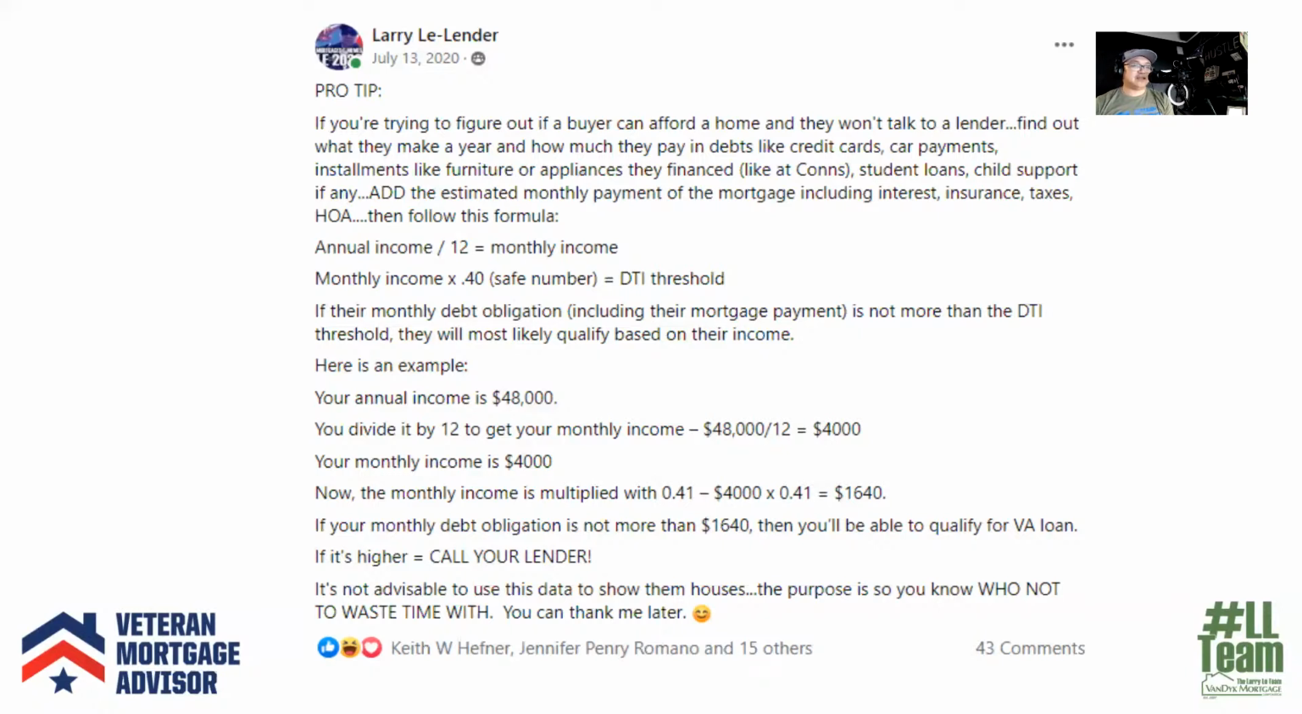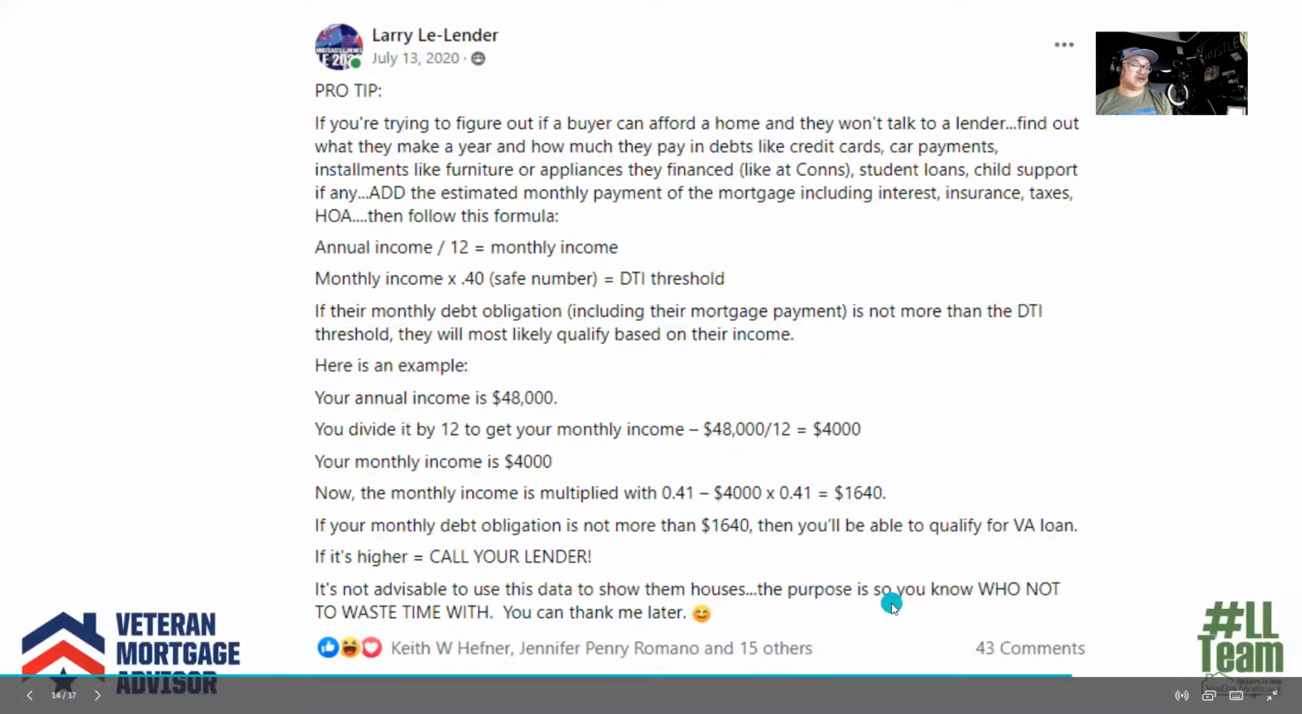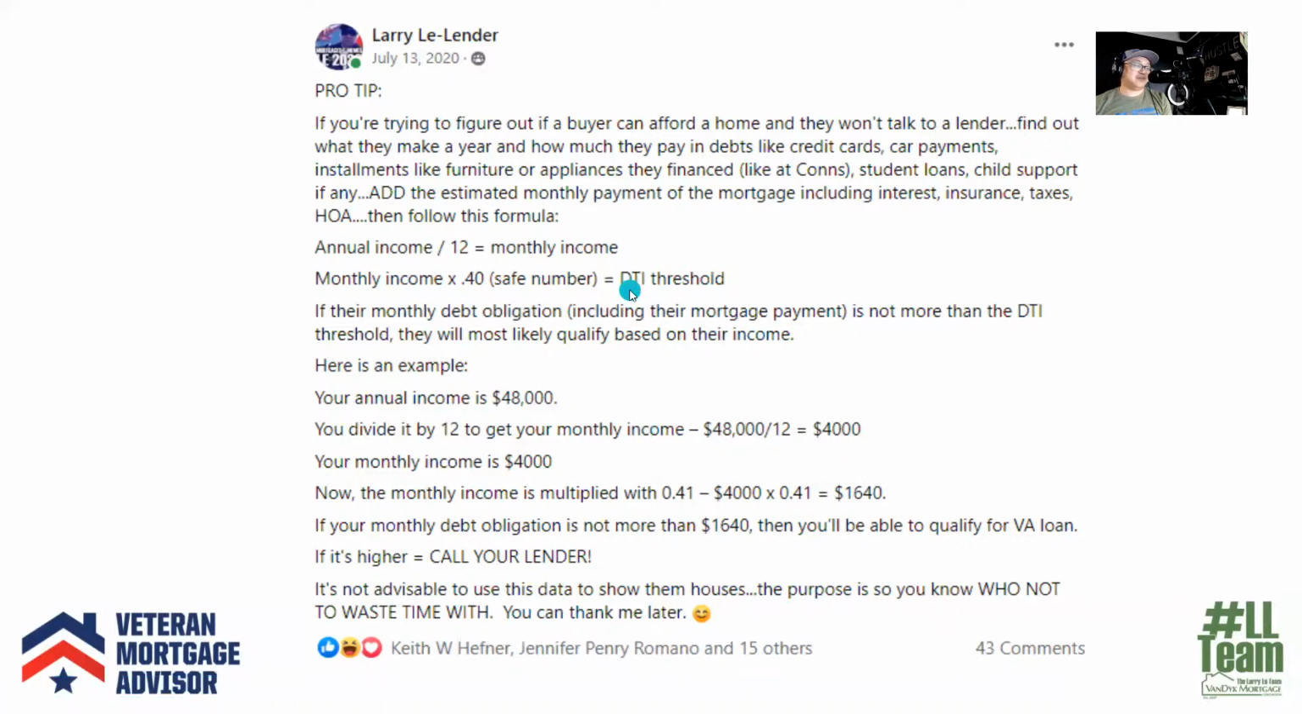But if talking to a lender is not an option, this is your way to sort of filter out and figure out where everyone's mindset is, where everyone's expectations are. Okay. It is not advisable to use this data to show them houses. The purpose is so you know who not to waste time with. Again, that's the whole point, right? Especially if they tell you their monthly income is zero, or they get, what do you call it, unemployment, then this formula is not going to work anyways, right? Because this number would be zero, right? So again, it just helps you kind of figure out who you're dealing with, right?